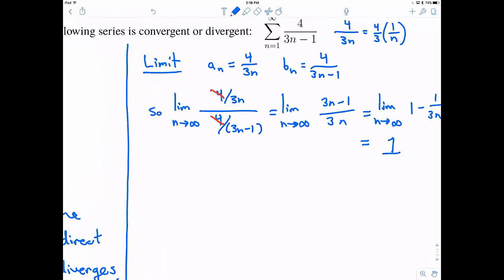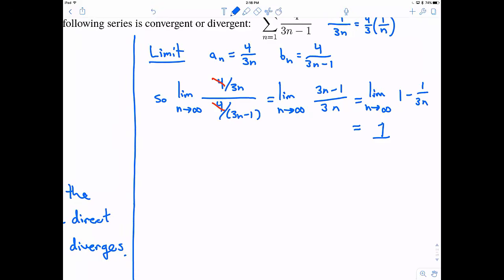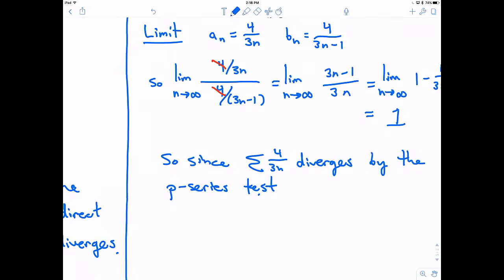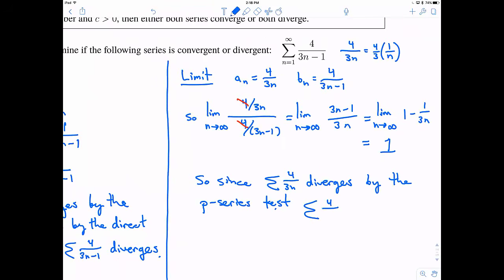So since this approaches a number c that's greater than 0, and it's a finite real number, we know that they either both converge or they both diverge. So since this series diverges, again, by the p-series test, we know that our series, 4 over 3n minus 1, must also diverge by the limit comparison test.